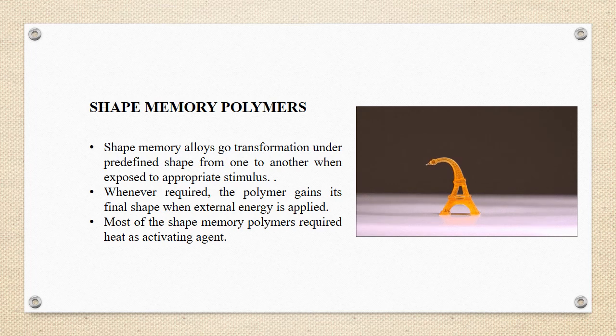Let's now define shape memory polymers. Shape memory polymers undergo transformation from one predefined shape to another when exposed to an appropriate stimulus. As we can see in the figure, the Eiffel Tower changes shape as per the required heat. Whenever required, the polymer gains its final shape when external energy is applied. Here, the polymers require heat as the most common activating agent.